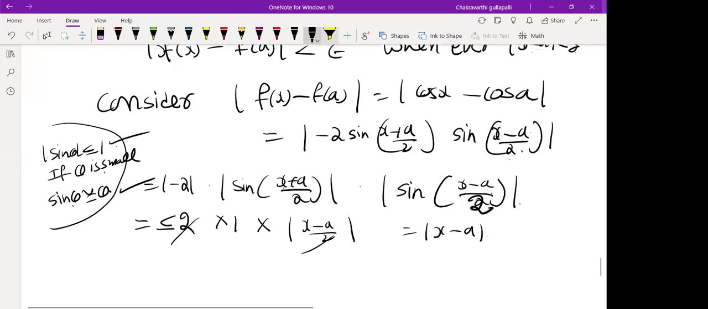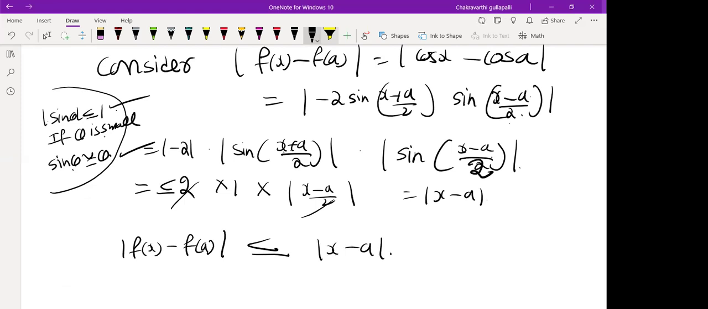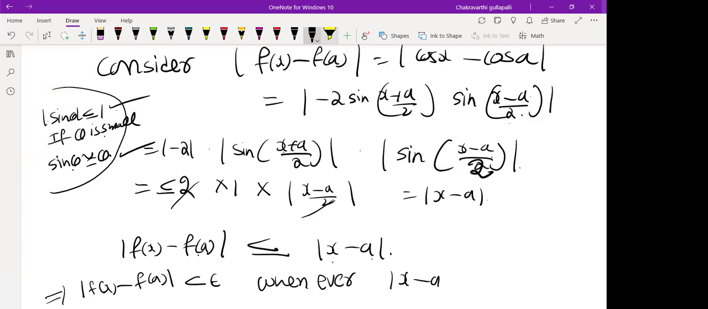So we want |f(x) minus f(a)| to be less than epsilon. So we got it to be less than or equal to mod x minus a. We want this to be less than epsilon. When is this less than epsilon? Only when this is less than epsilon. So this implies |f(x) minus f(a)| is less than epsilon whenever |x minus a| is less than epsilon.